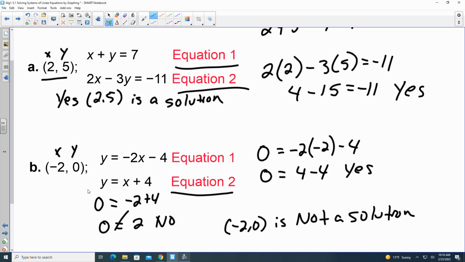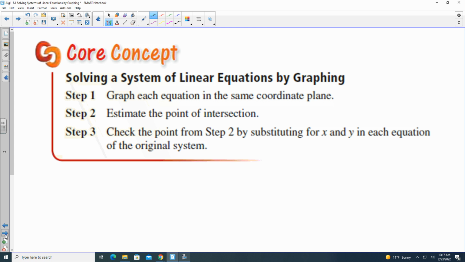This is a way that you can check your answer from the graph. If it doesn't work, then we can state that we might need to try another point or maybe recheck your graph to make sure that you graphed it correctly. So here are the steps that we need to do in order to solve a system of linear equations by graphing. The first step says graph each equation in the same coordinate plane. From there, we are hopefully going to get an intersected point. If we do in fact get an intersected point, we're then going to check that point just like we did in the previous two examples in our notes.